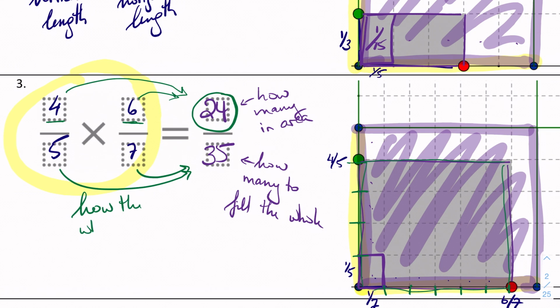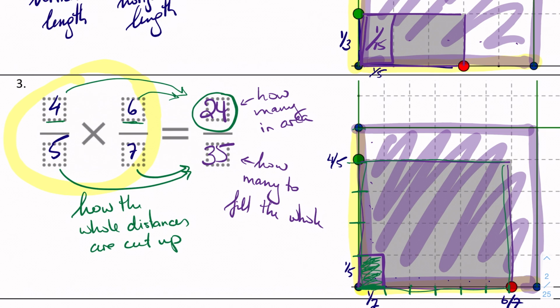How the whole distances are cut up, right? So how big these little rectangles are and how many of them fit into the dimensions. So if each one of these is a fifth, then the whole distance here, the 0 to 1 on the vertical, will have 5 rows. If each one of these is a seventh of the horizontal, then the whole is going to be cut up into 7 columns.